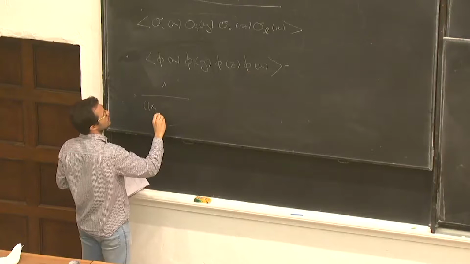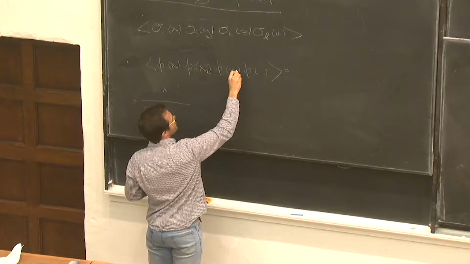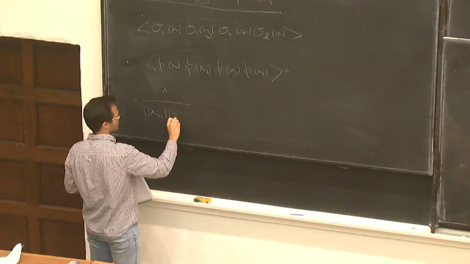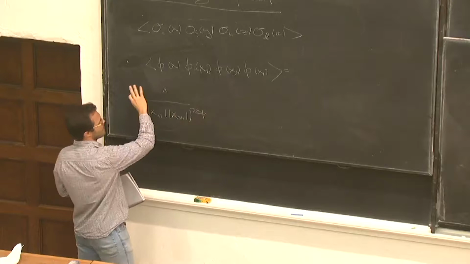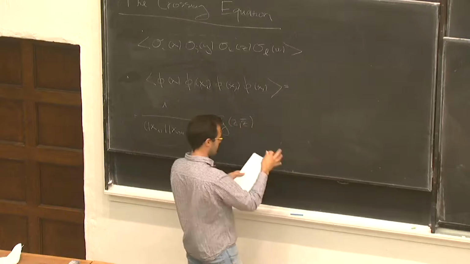I don't like what I wrote. I'm going to call them x1 up to x4. Sorry about that. By conformal symmetry, we can write this four-point function as this. There is some prefactor which takes care of the scaling of the operators. And then there is a function which depends on two variables, z and z bar, where the z and z bar are defined as follows.